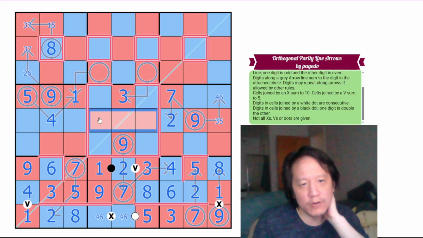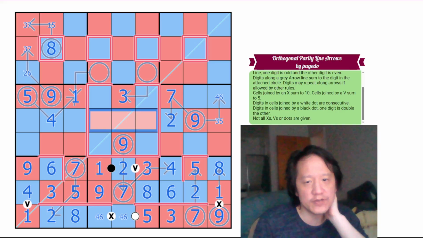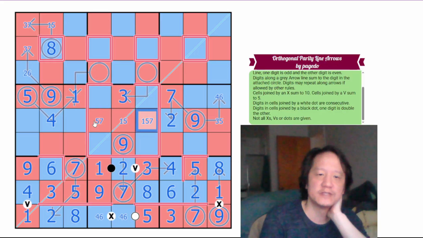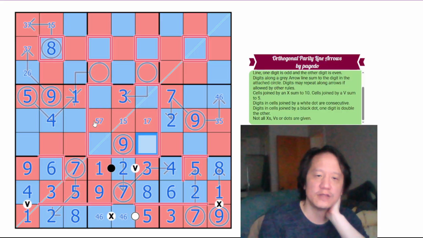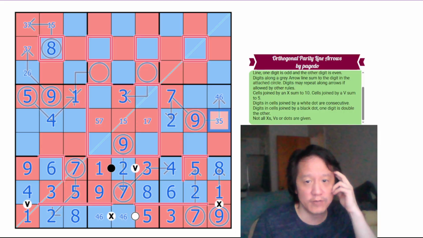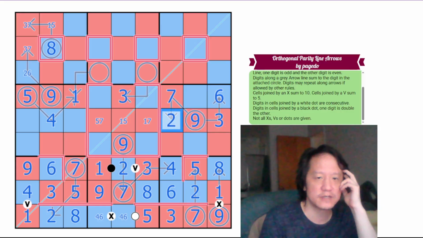But what are the digits remaining in the central box? They have to be 1, 5, and 7. That 1, 5, 7 triplet eliminates 1, 5, and 7 in the rest of the rows, sorry. So this cannot be 5. Therefore, that makes this 3 and 6.